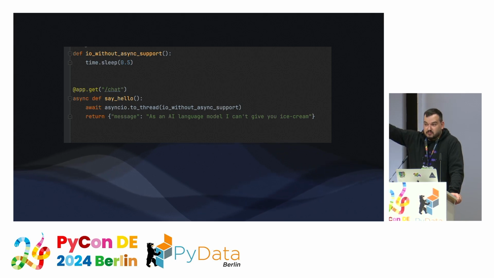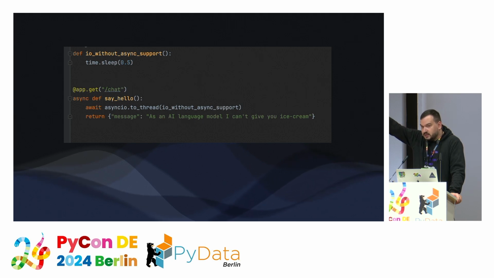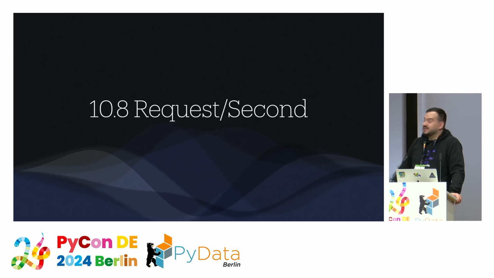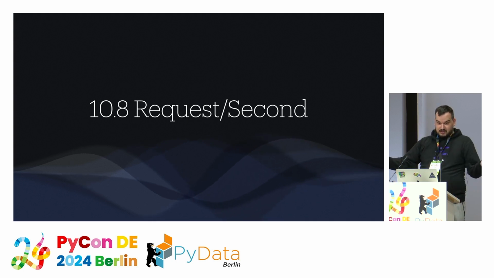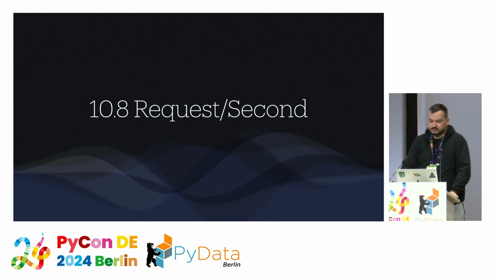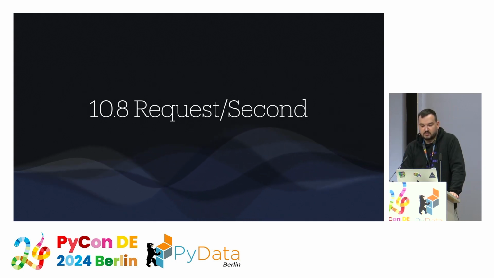I love this much more than threads. This is going to spawn a new thread for that function and run it in an event loop. This gets me 10 requests per second, which is an improvement from 2. Still better than nothing, and I just wrap the function. Now, you might be wondering, what if I want to do more things?